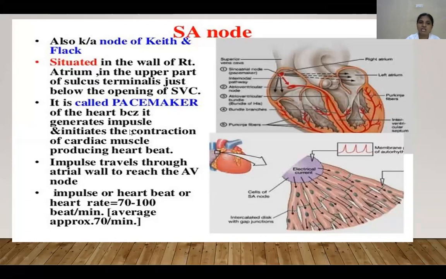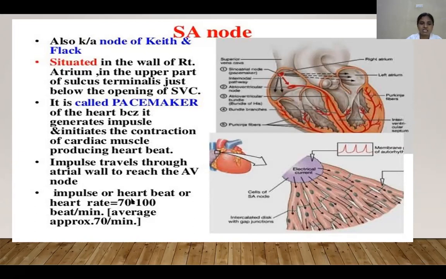So it generates impulses, then initiates the contraction of the atria, producing the heartbeat. Then impulses traverse through the atrial wall to reach the AV node. So from the SA node, how do these impulses reach the AV node? By means of three internodal branches: anterior, intermediate and posterior. So these branches reach the AV node.